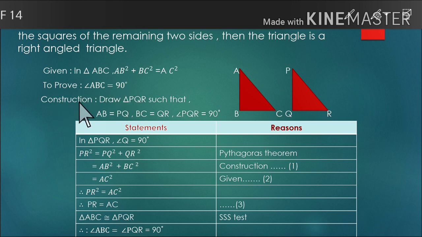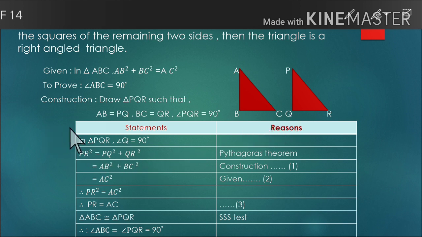For the proof of this theorem, we have to do first construction. What construction are we going to do here? Draw triangle PQR such that side AB is the same as side PQ, side BC is the same as side QR, and angle PQR is equal to 90 degree. This is our construction part.